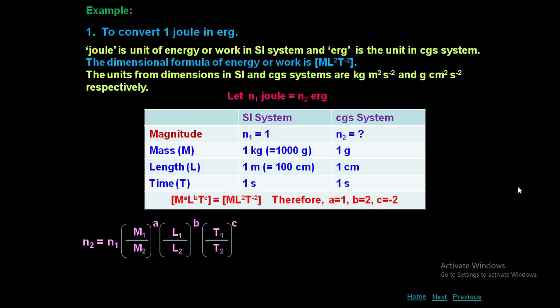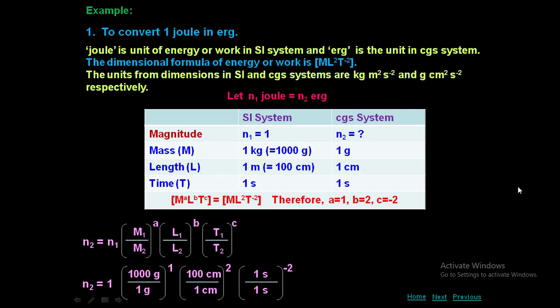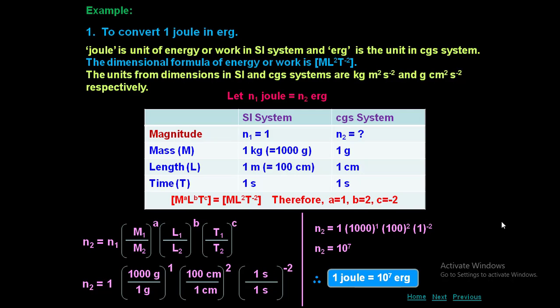Now apply the formula n2 equal to n1 into (M1 by M2) whole to the power a, (L1 by L2) whole to the power b, (T1 by T2) whole to the power c. Now we have all the values M1, M2, L1, L2, T1, T2, a, b, c. Substitute them. You're going to have the expression in this way. If you calculate and cancel them, you get the answer as 10 to the power 7.